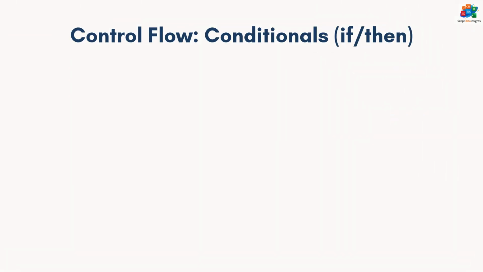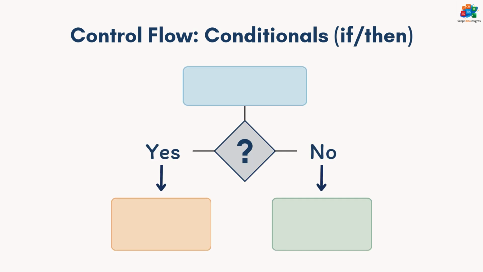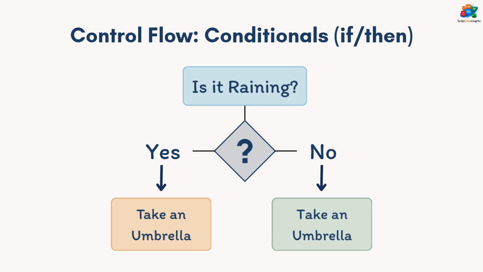Next up is a concept known as control flow, and we'll begin with conditionals, if/then. Conditionals allow your program to make decisions. As shown in our flowchart, the program asks a question, or a condition, like, is it raining? If the answer is yes, it takes one action. If the answer is no, it takes a different action. This simple logic is the basis for all decision-making in code.